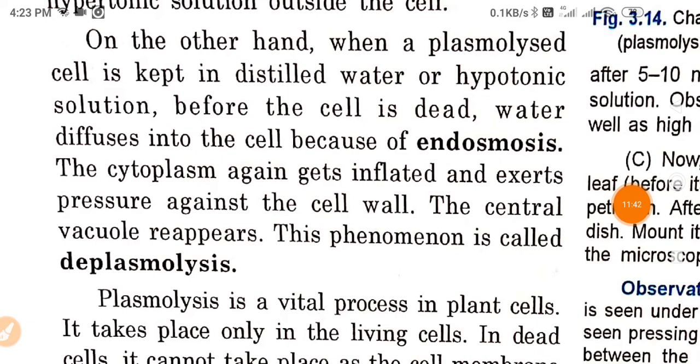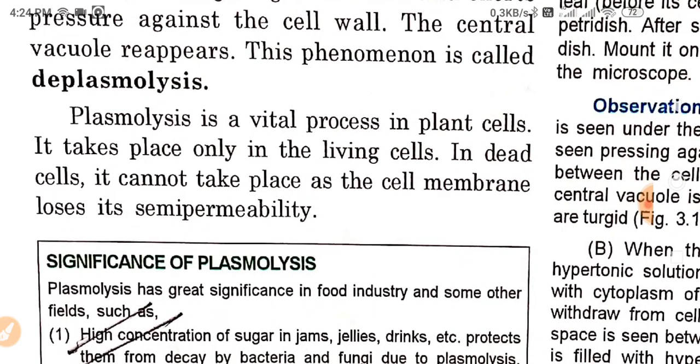And what is deplasmolysis? When a plasmolysed cell is kept in distilled water or a hypotonic solution, before the cell is dead, water diffuses into the cell because of endosmosis, and the cytoplasm again gets inflated and exerts pressure against the cell wall. The central vacuole again reappears. This phenomenon is called deplasmolysis. When you read this, it is all easy.